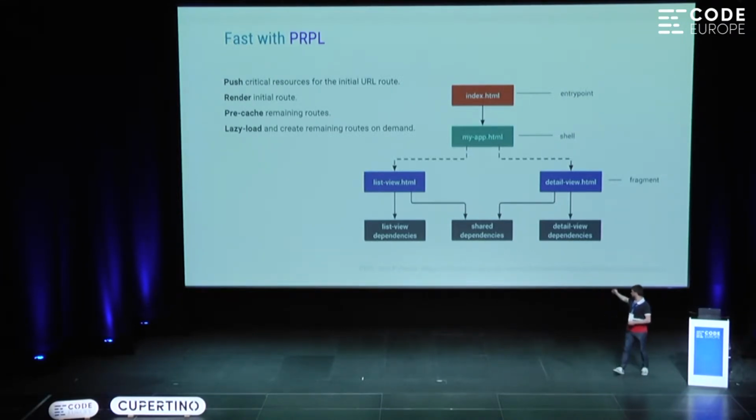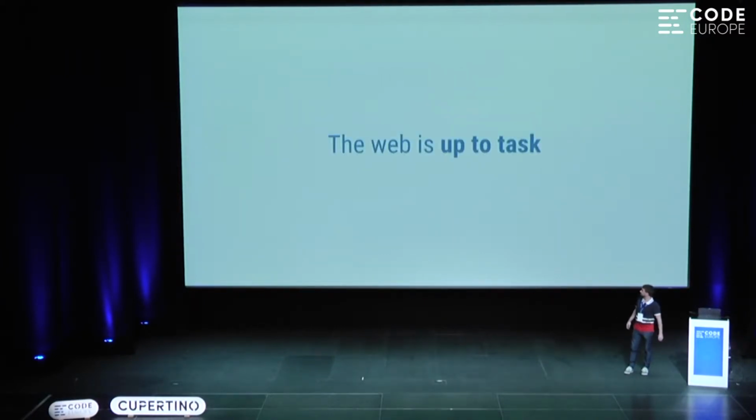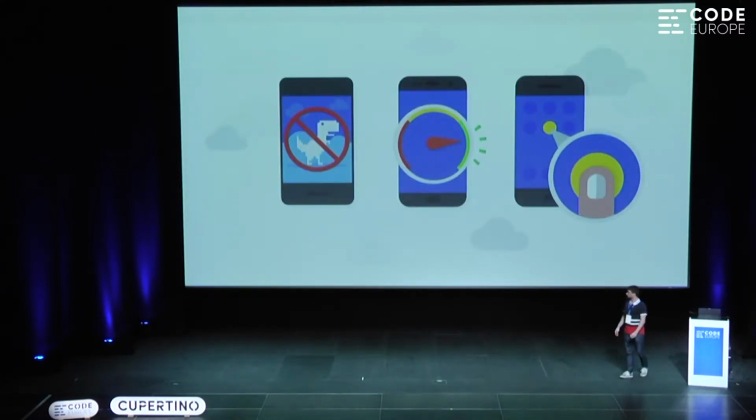So there's a link at the bottom. I'll share the slides later, where you can read a lot about these things. The main takeaway here is that the web today is actually capable of delivering native-like experiences on mobile, which are super fast and quick. They work offline, they're fast, and they work with touch.